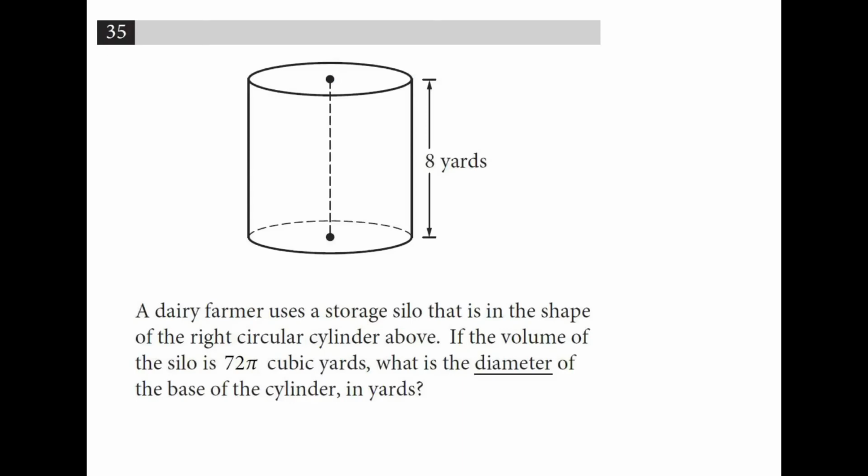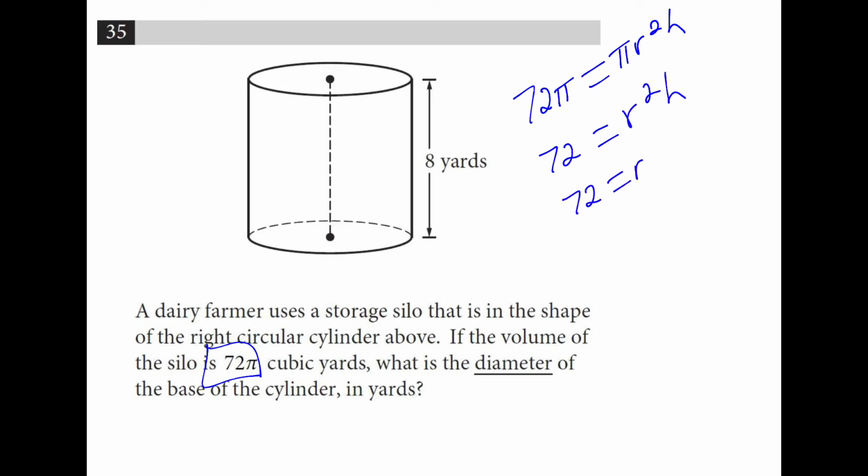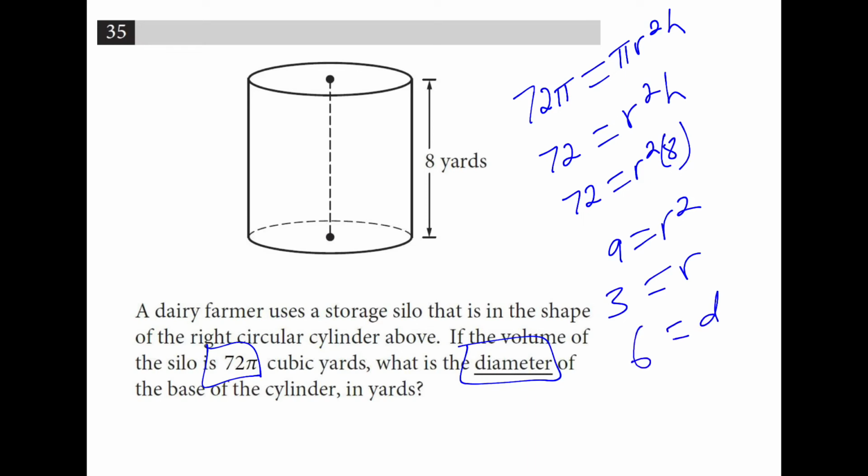They tell me the volume is 72 pi, so I can write that 72 pi is equal to pi r squared times h. I'm going to get rid of the pi's by dividing from both sides. I'm going to plug in that h is 8, and I'll divide that out, so I have 9 is equal. And when I take the square root of both sides, that gives me 3 for the radius. But they want to know the diameter, so I'll double that, and the answer is 6.